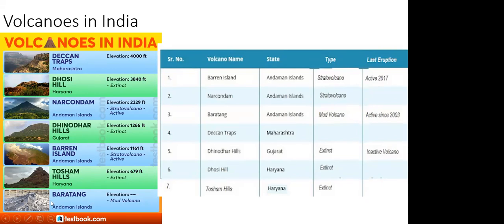Then Baratang, which is also in Andaman Island. This Baratang volcano hill is also called a mud volcano. Out of these volcanoes, only 2 are active. That is Barren Island, that is in Andaman Island, and the Baratang volcano, which is also in Andaman Island. So there are 2 volcanoes which are active. Okay. So let's move on.